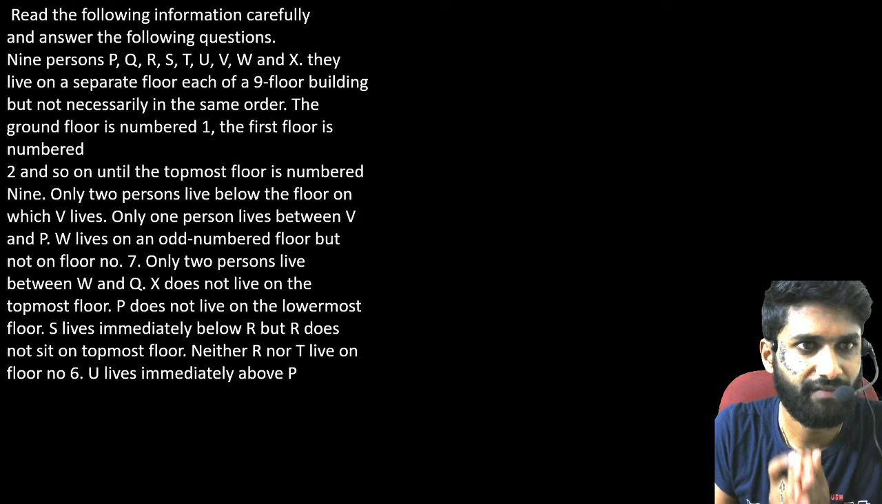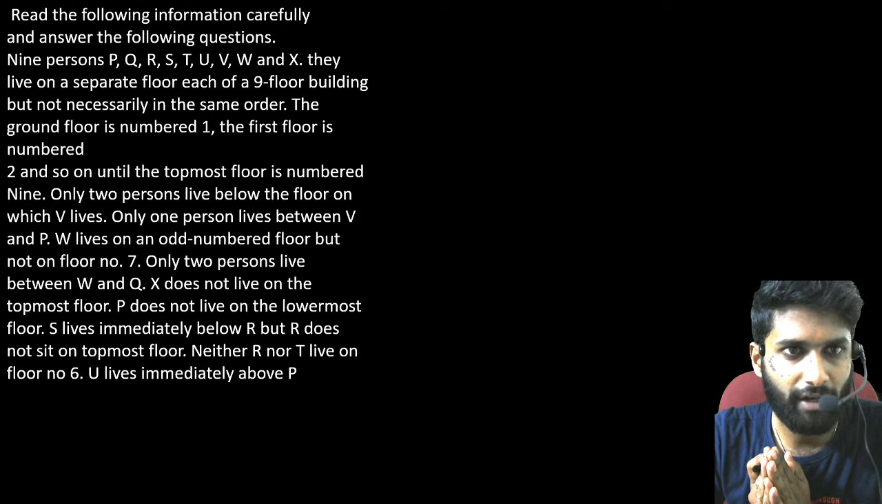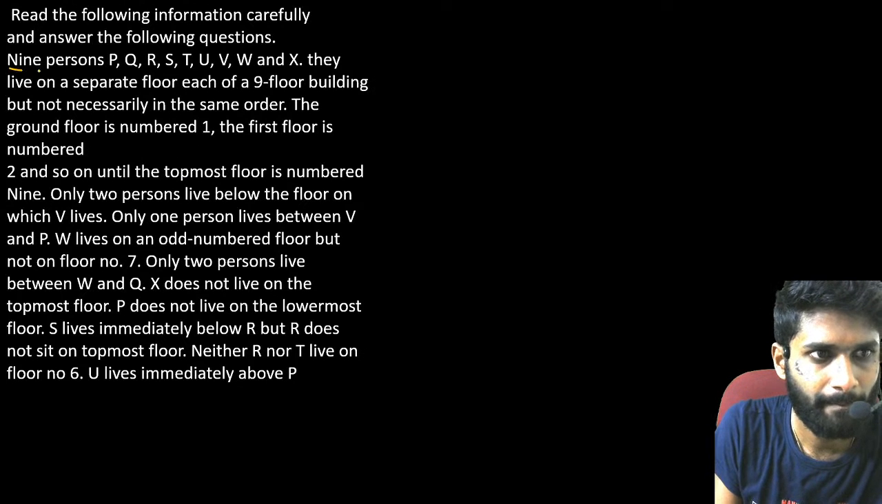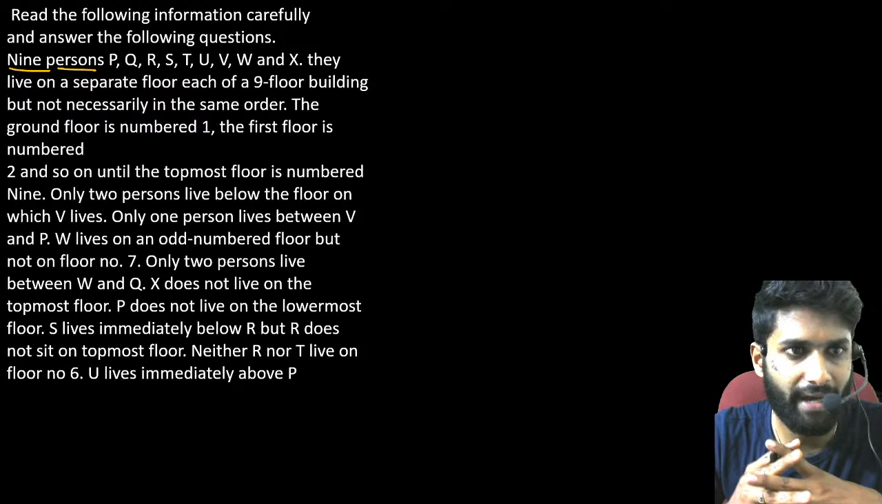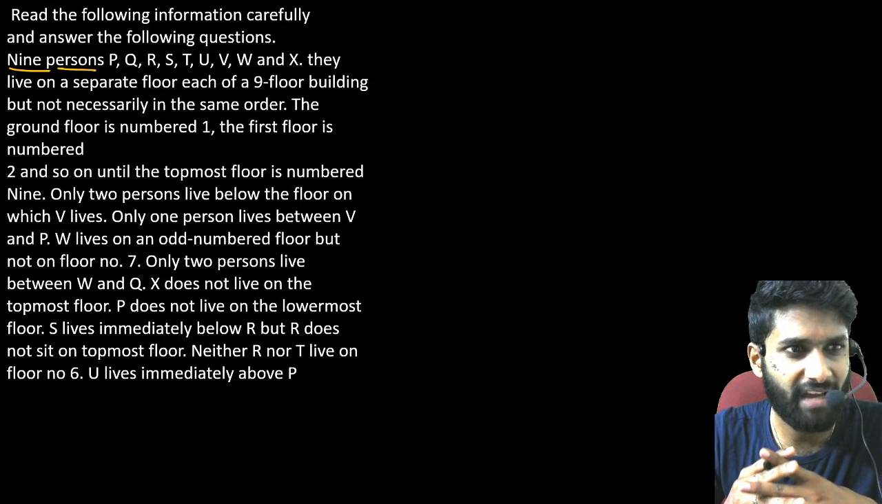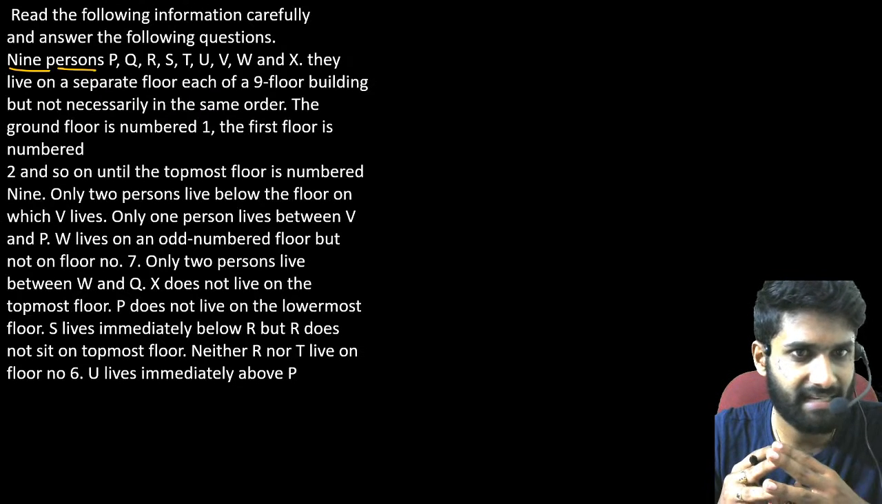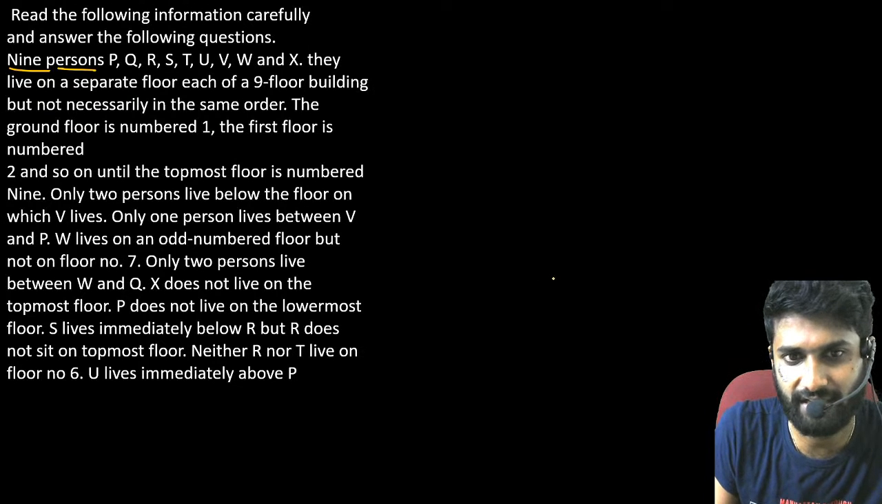Okay, now see. First, read the information. Read the following information carefully and answer the following questions. There are 9 persons: P, Q, R, S, T, U, V, W, X. They live on separate floors of a 9 floor building, not necessarily in the same order. The ground floor number is 1 and the first floor number is 2, until the topmost floor number is equal to 9. So those are the first 6 lines.